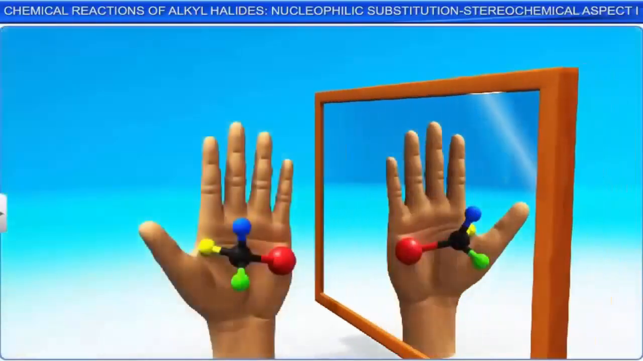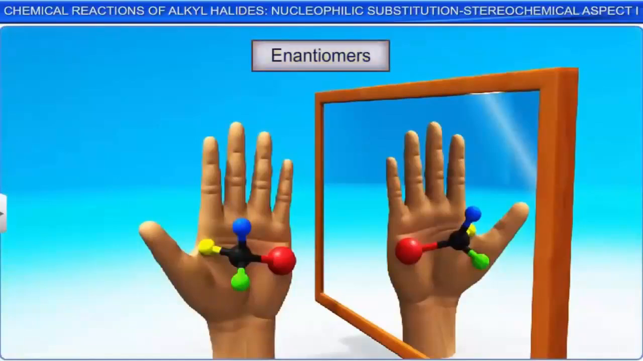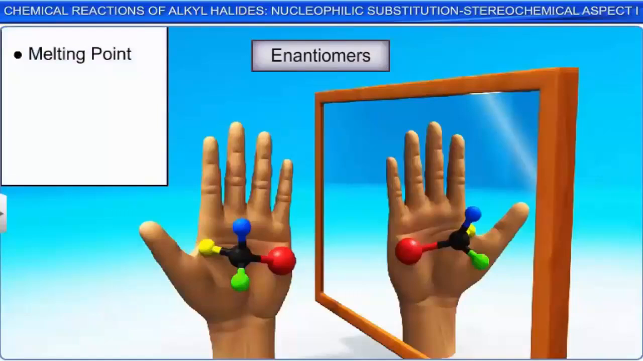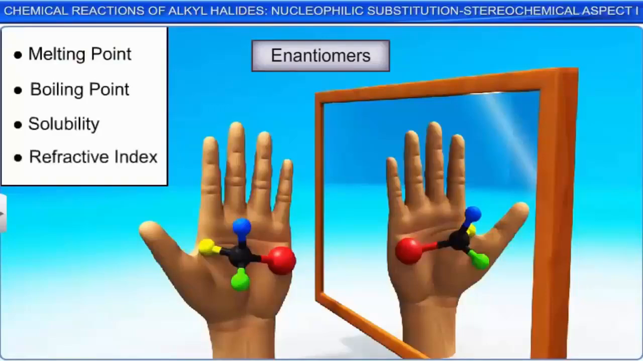Non-superimposable mirror image isomers are known as enantiomers. Enantiomers possess identical physical properties like melting points, boiling points, solubility, and refractive index. They only differ with respect to the direction of rotation of plane polarized light. They can either be dextrorotatory or levorotatory.